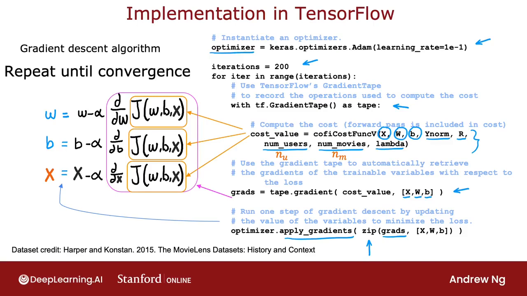The dataset you use in the practice lab is a real dataset comprising actual movies rated by actual people. This is the MovieLens dataset and is due to Harper and Konstan, and I hope you enjoy running this algorithm on a real dataset of movies and ratings and see for yourself the results that this algorithm can get. So that's it. That's how you can implement the collaborative filtering algorithm in TensorFlow.